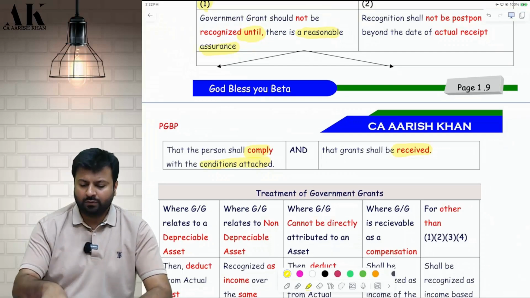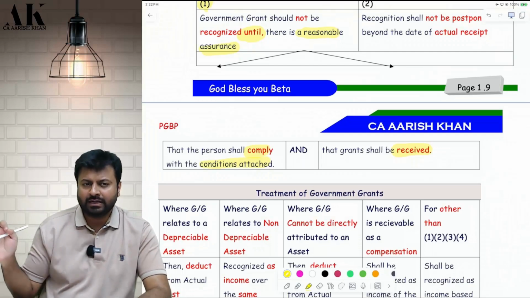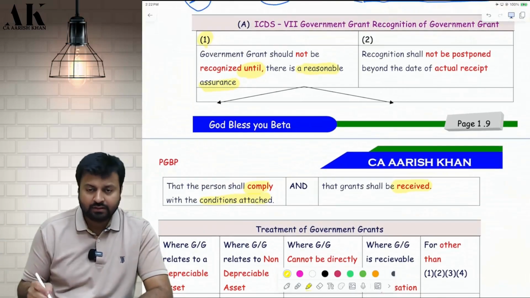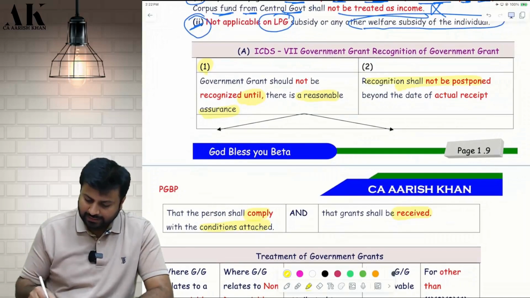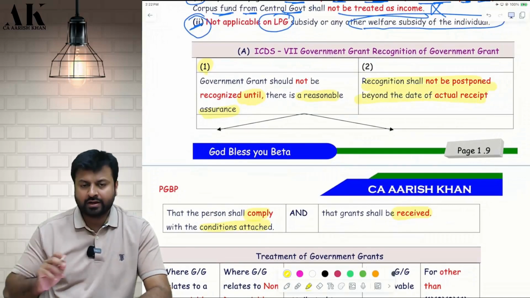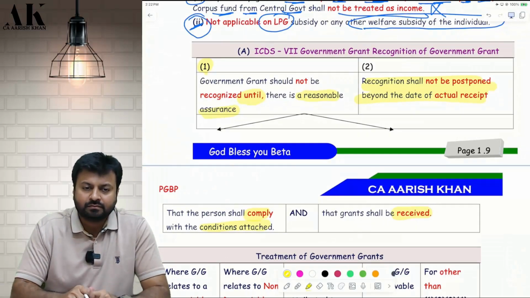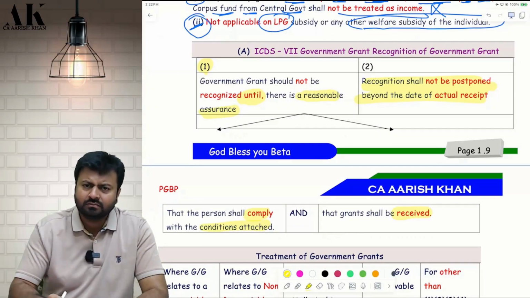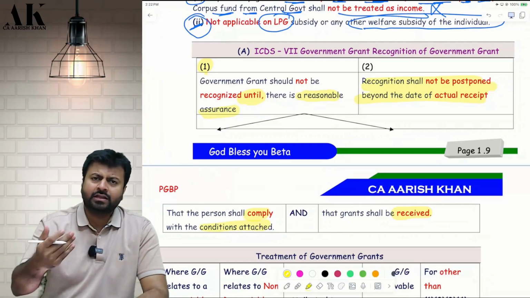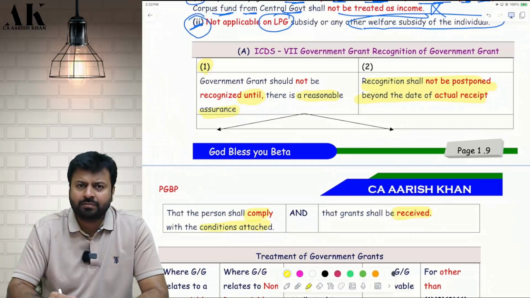Last but not least, once you receive the grant in your bank account, then you cannot postpone your recognition of income. So if you have received the money, then there is no question of extending the recognition of income under the income tax law. Pay tax and go ahead.